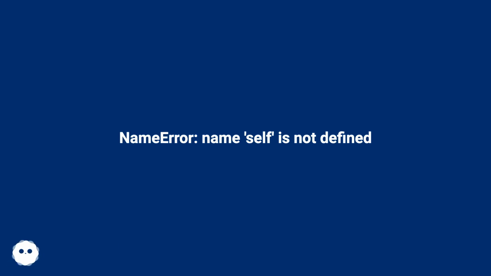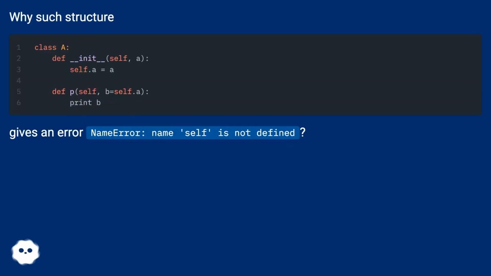NameError: name 'self' is not defined. Why such a structure? It gives an error: NameError: name 'self' is not defined.